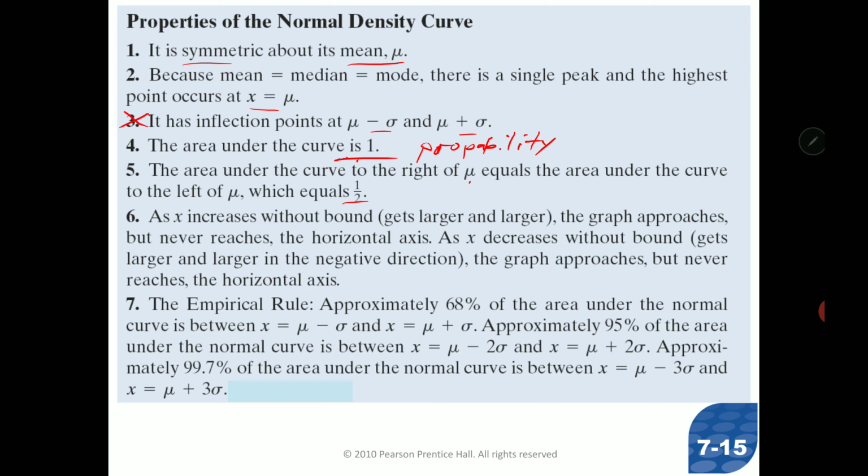As x increases without bound, gets larger and larger, the graph approaches but never reaches the horizontal axis, which is kind of mentioned earlier. It never quite reaches the horizontal axis. It never goes below the horizontal axis.